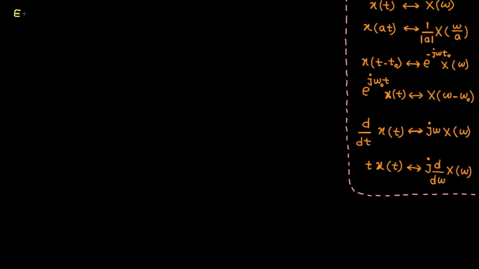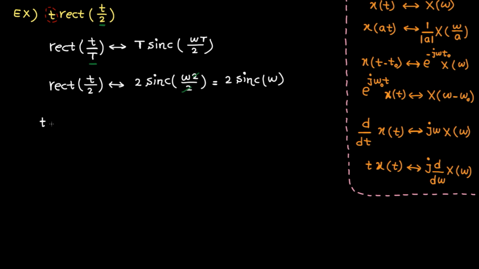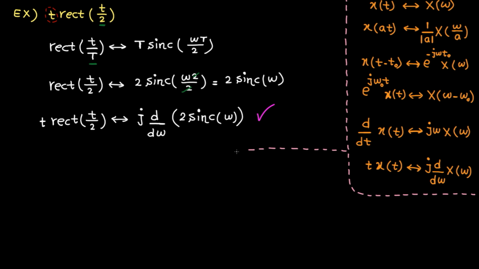Next example. What is the Fourier transform of t rect(t over 2)? Rect stands for the rectangular function. Based on the table of pairs that we learned in the last lecture, the Fourier transform of rect(t over capital T) is this. In this example, capital T is 2. So let's replace it by 2. 2 is cancelled by 2 and we get this. The last step is to multiply the rectangular function by t. Here we go. Now we can use the frequency differentiation property and here's the answer. Done.